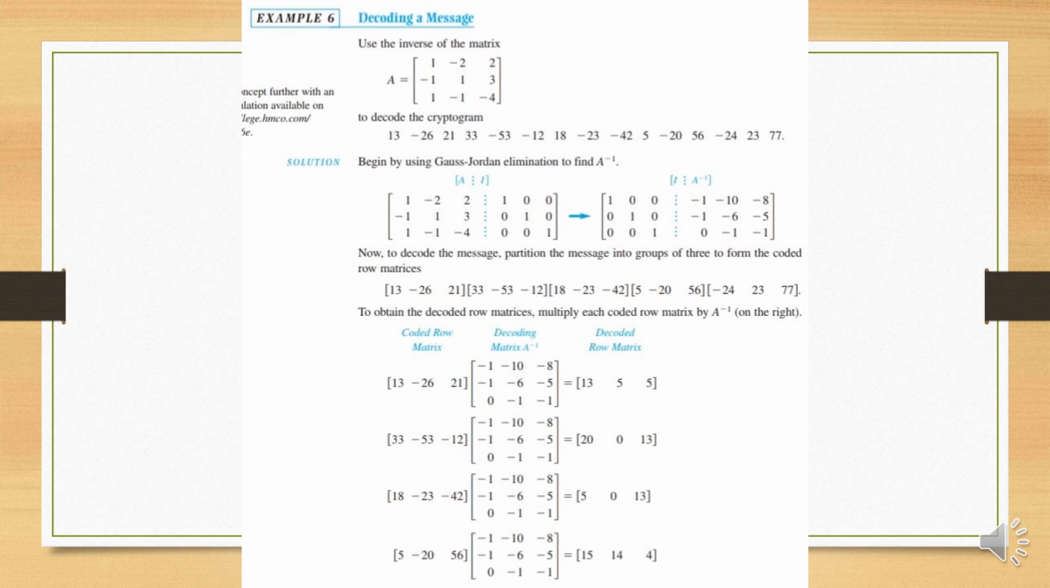And now here at example 6, decoding a message, I will show you the answer on the decoded row matrix, because we are done multiplying the coded row matrix by the decoding matrix inverse. So this is the answer: 13, 5, 5, 20, 0, 13, 5, 0, 13, 15, 14, and 4. And the last one is on the next slide, so we are going there.